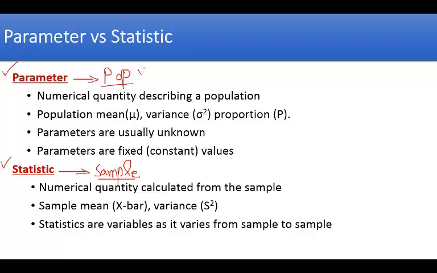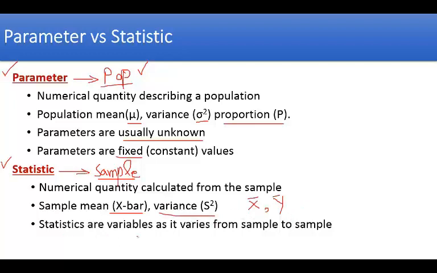So population numbers, like parameters, are fixed and usually unknown. Their notations: population mean is mu, population variance is sigma square, population standard deviation is sigma, and population proportion is capital P. Similarly, the values obtained from a sample are denoted like x bar for the sample mean. Sometimes if the variable name is y, we call y bar the mean.